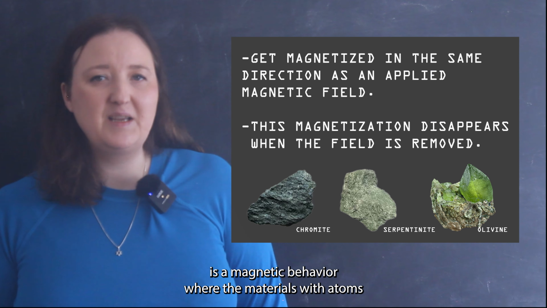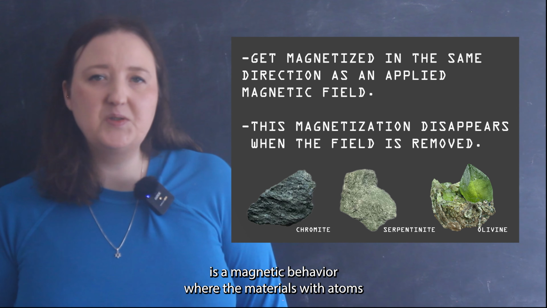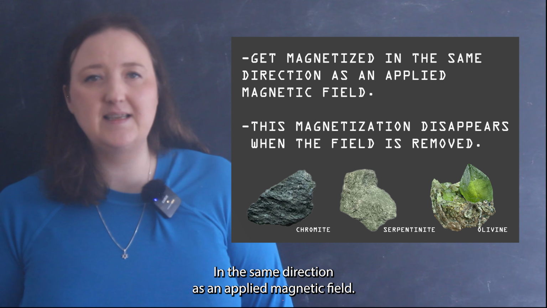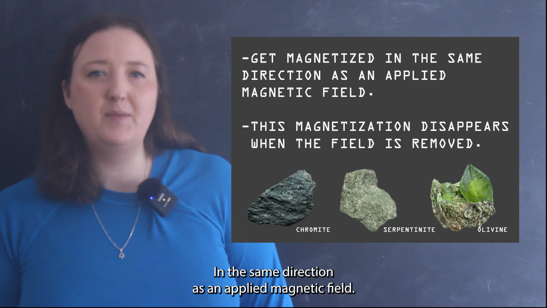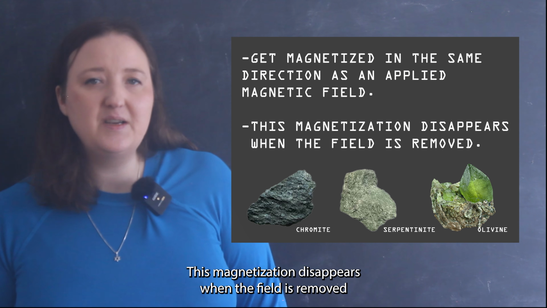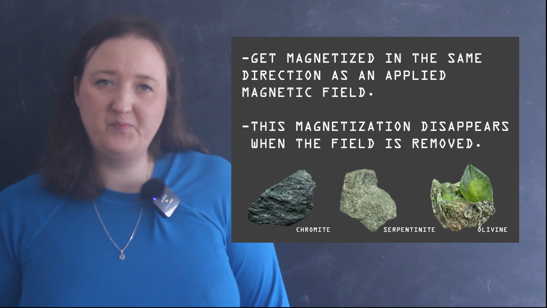Paramagnetism is a magnetic behavior where materials with atoms that have magnetic moments get magnetized in the same direction as an applied magnetic field. This magnetization disappears when the field is removed.